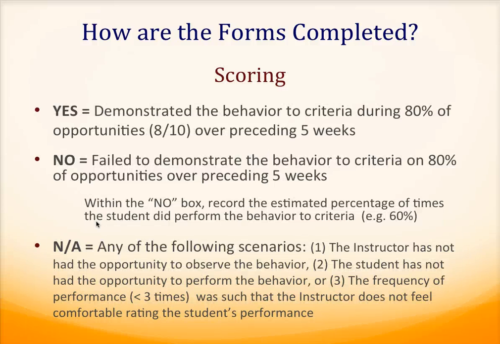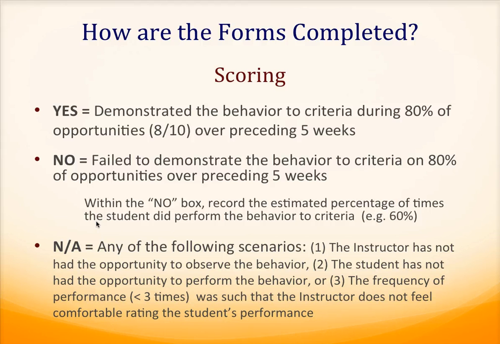So now that you've accessed the form and have found the location of the criteria for the objectives, how do you actually go about scoring the student? For most items, and there are a few exceptions which we'll address in future slides, you will score the student a yes if he or she has demonstrated the behavior to criteria during 80% of opportunities over the preceding 5 weeks.